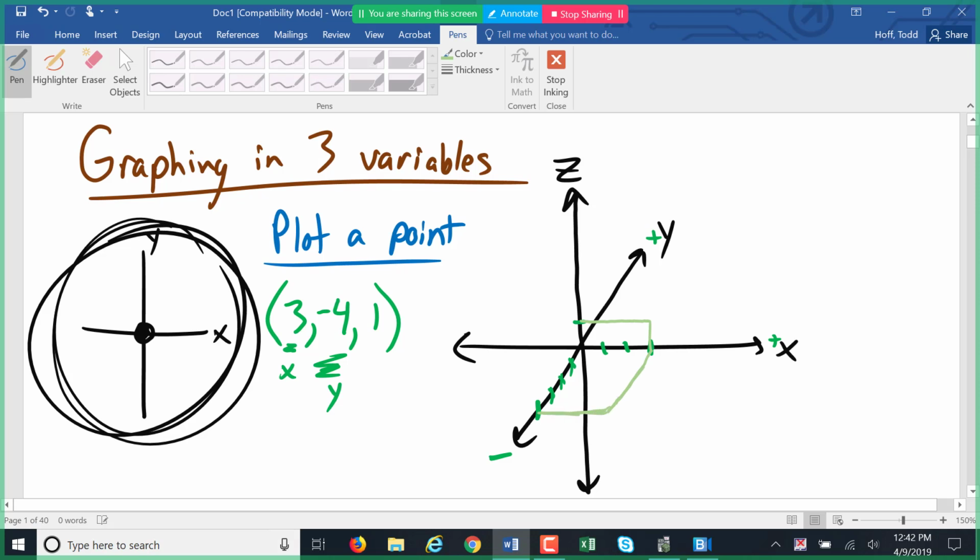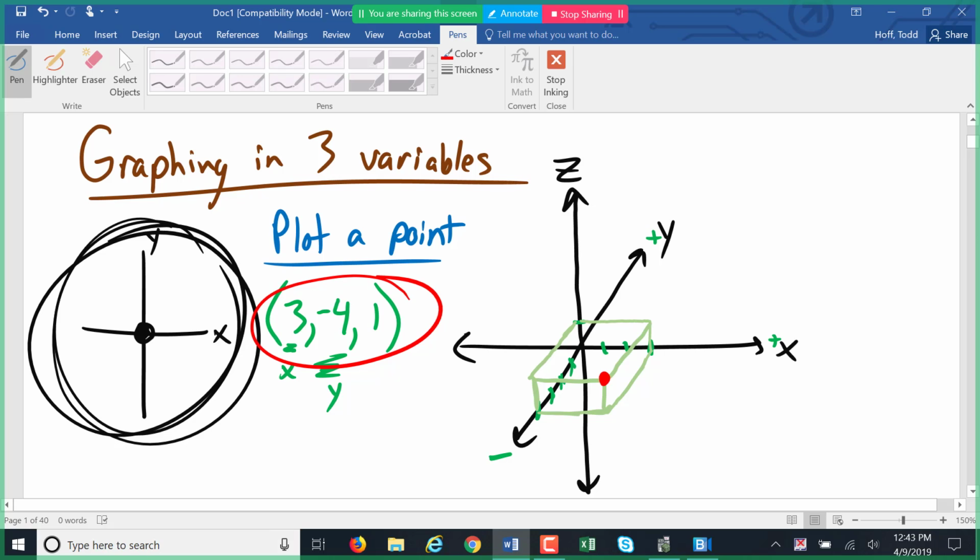it's a parallelogram. This side over here is parallel to the y-axis. This side down here is parallel to the x-axis. And then the same between the z and the y. This is parallel to the y-axis. This is parallel to the z-axis. And now I just complete the box like that. This point right there is 3, -4, 1.